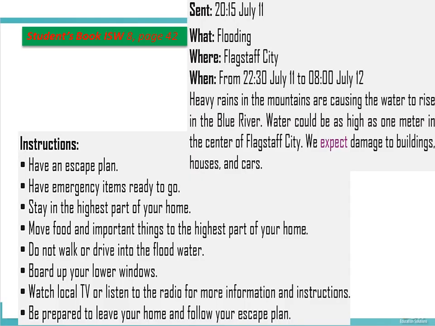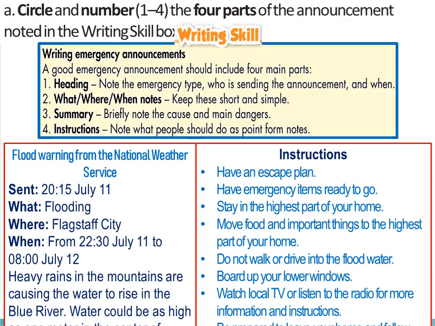Okay, you read again an emergency announcement about a flood in your student's book, iLearn Smart 8, on page 42. Here, you can also look at the screen. Now, just circle a number from 1 to 4, the 4 parts of the announcement noted in the writing skill box.